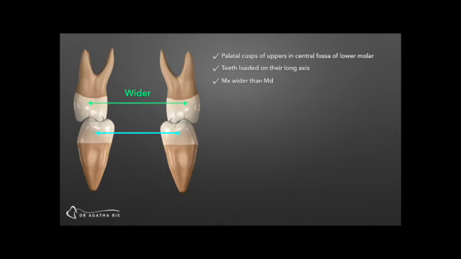We want teeth surrounded by bone to ensure proper soft tissue support. So what happens to this relationship if the arch is too narrow? Well, let's take a look at a narrow arch.